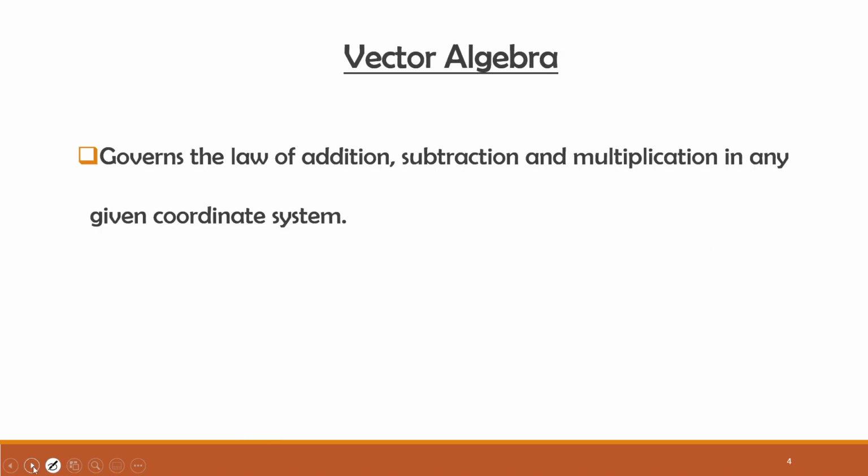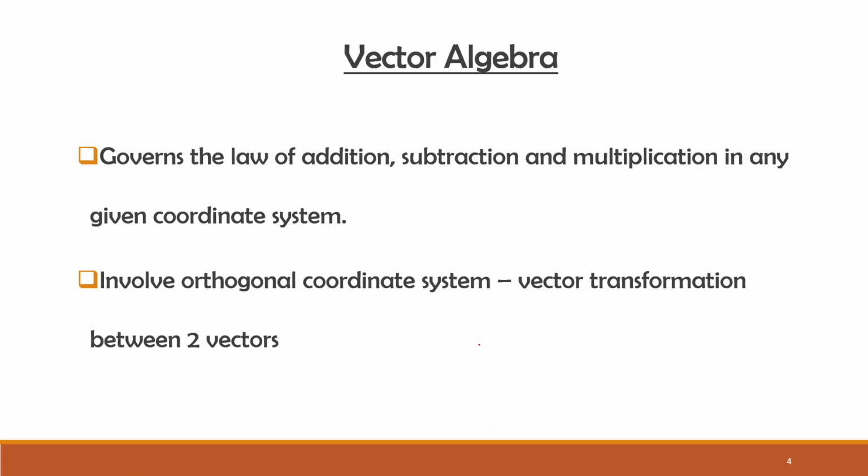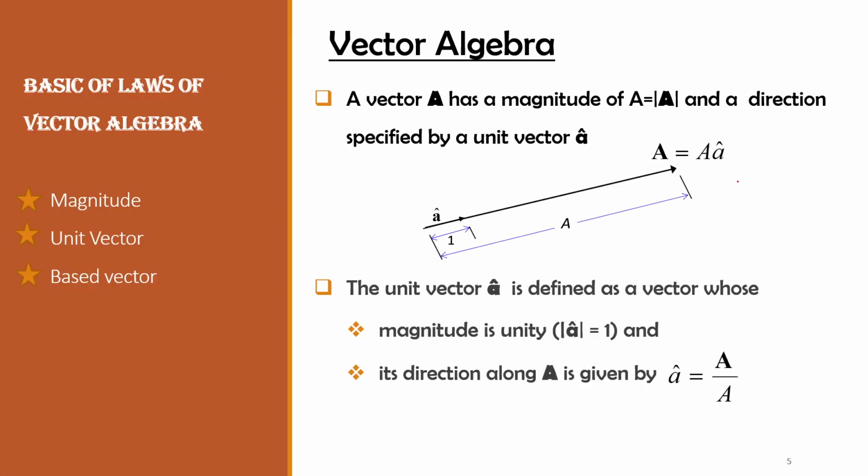Then we proceed to vector algebra: addition, subtraction, multiplication in any given coordinate system. In the first chapter you have seen the coordinate system in 2D and 3D. Same thing, the vector algebra here includes up to 3 dimensions. Let's say this is a vector A. Vector, as we know, has direction and magnitude.